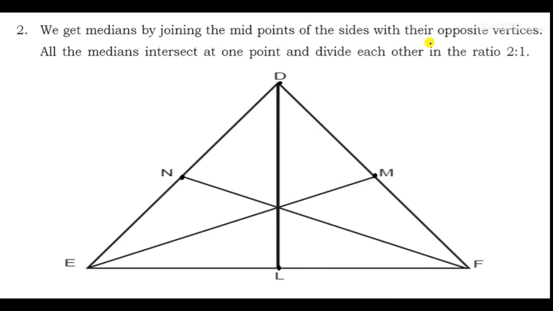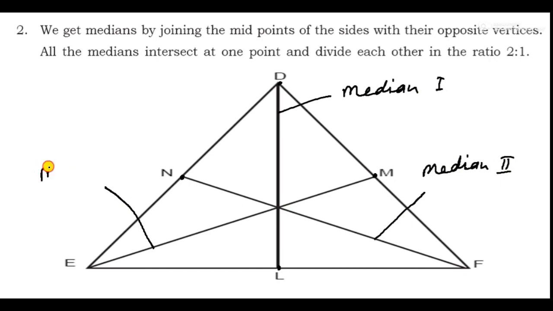When joining the midpoints to the opposite vertices, all medians intersect at a point and divide in a ratio. So it is the first median, and this one is the second median, and the last one is the third median. Median means when the midpoint in front is joined to the vertex, that is called a median. They always intersect at point O.